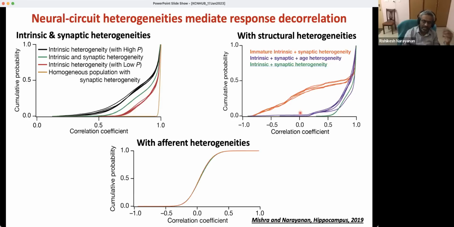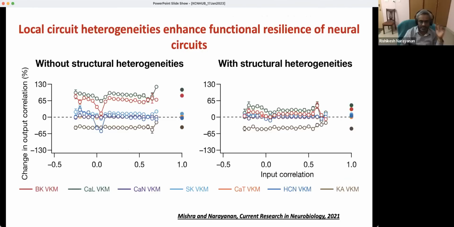So here is one case where the presence of heterogeneities themselves mediates an important function. It also turns out that the presence of these heterogeneities could bestow upon these networks a certain functional resilience to perturbations, basically. Here, perturbations were introduced by taking out individual ion channels in the network. So this was a conductance-based network model.